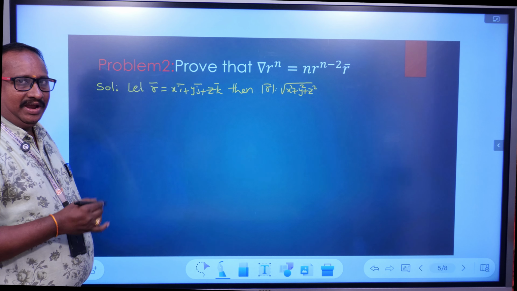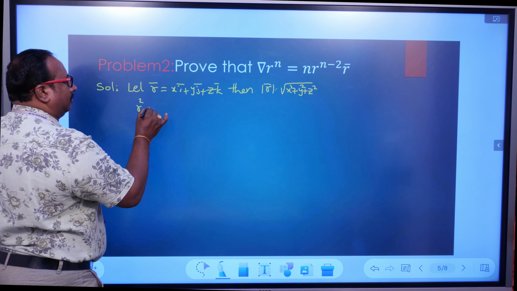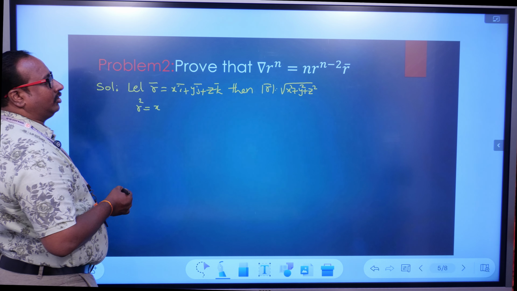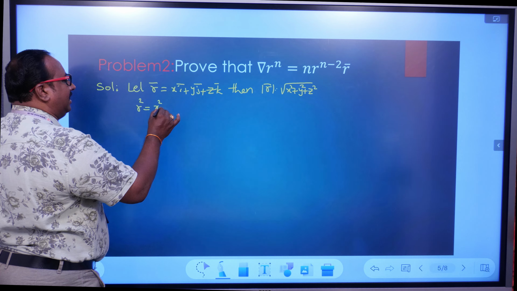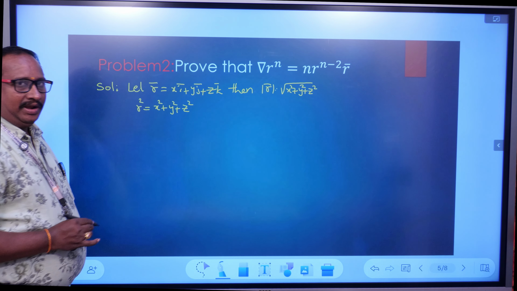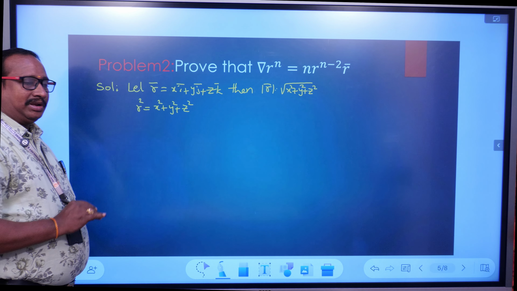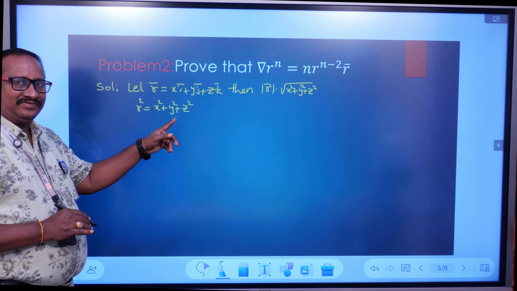Okay, now squaring on both sides, then we have r square equal to x square plus y square plus z square. When we are squaring on both sides, the right hand side root over x square plus y square plus z square, whole square is nothing but x square plus y square plus z square. Okay, so finally we got r square equal to x square plus y square plus z square. When we observe the equation, clearly r is in terms of x, y, z.